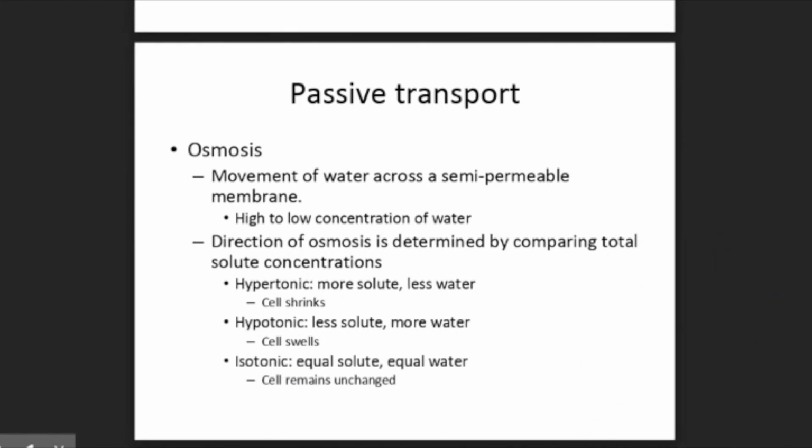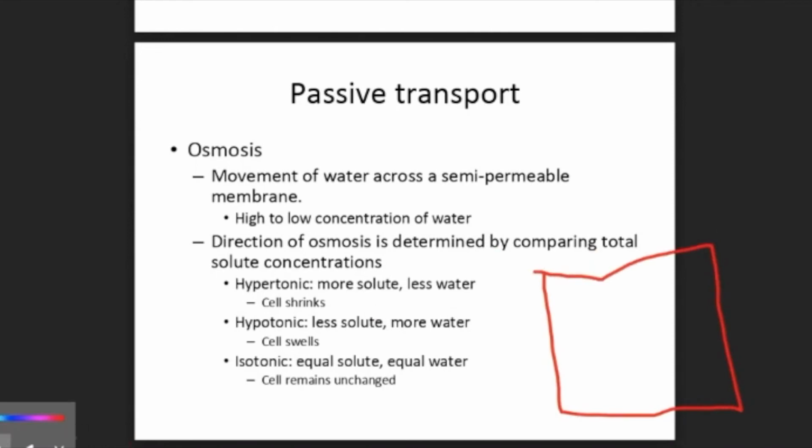Let's talk about an isotonic solution this time. So remember, isotonic is going to be when you have an equal amount of solute and an equal amount of water. So again, I'm going to draw my beaker out here off to the side. And my beaker is this full of water. And then I dropped a cell inside of my beaker of water. Okay, so again, isotonic is equal amount of solute and equal amount of water.